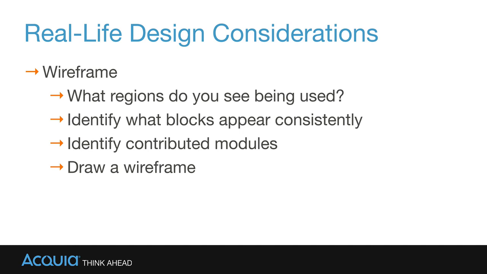What regions are they using? Identify what blocks appear consistently across the site on every page or even just the page you're looking at. Identify what contributed modules they might be using. Are they using panels, display suite? Sometimes it's hard to tell, but you should be able to tell if you look at the code. Then draw a wireframe of what you're seeing.